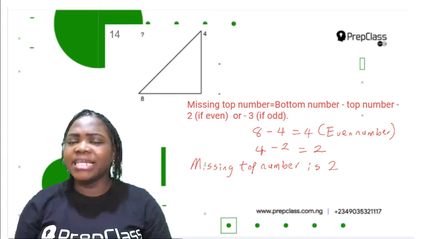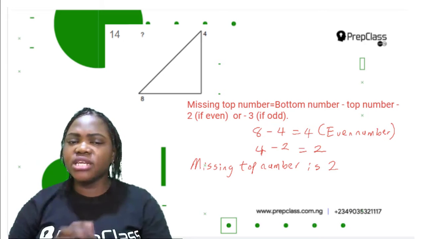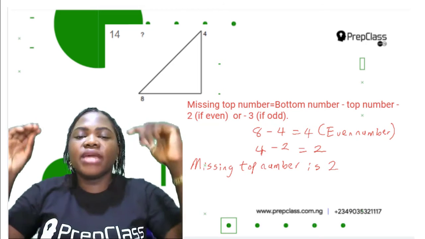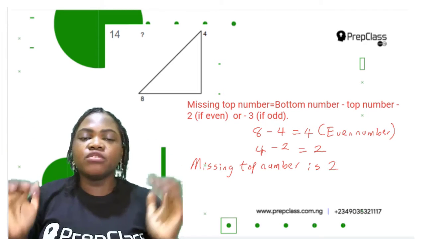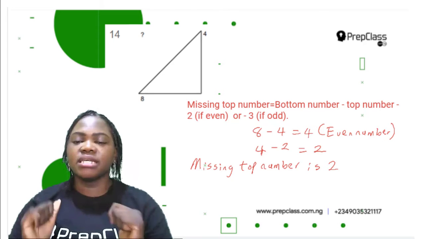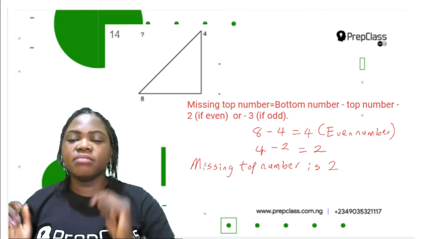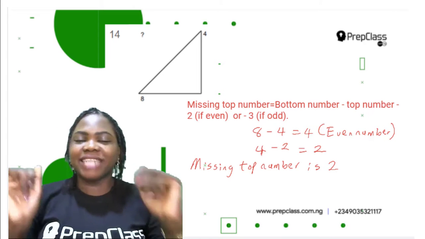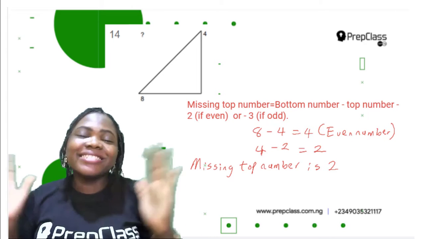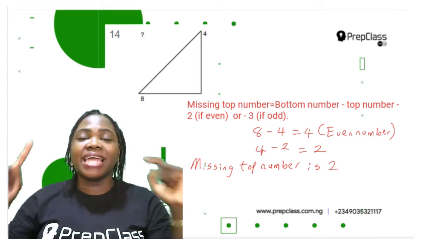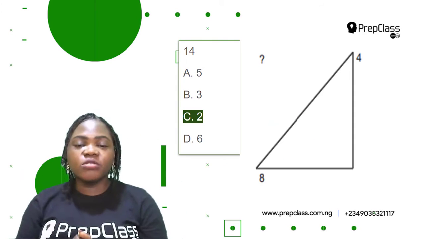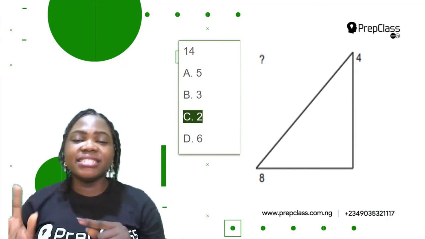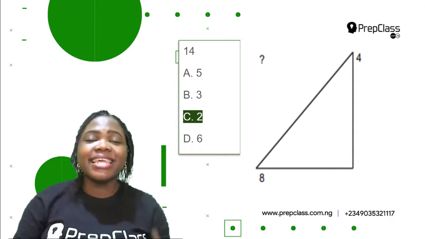But before we go ahead, let's see if it's actually right. Okay, so what we do is add the top numbers, and then we add 2 if the sum is an even number, or add 3 if the sum is an odd number. So 2 is the missing number we got here. So 2 plus 4 is 6. 6 is an even number, so let's add 2. 6 plus 2 is 8. So that means we are right. The missing top number is 2. So which of the options is correct? A is 5, B is 3, C is 2, D is 6. So the correct option is C, 2.